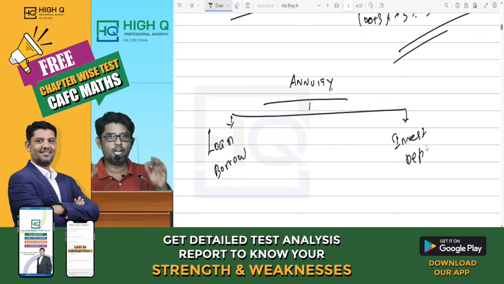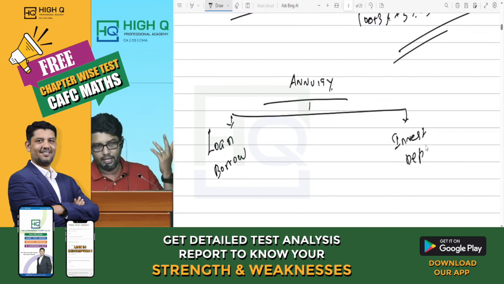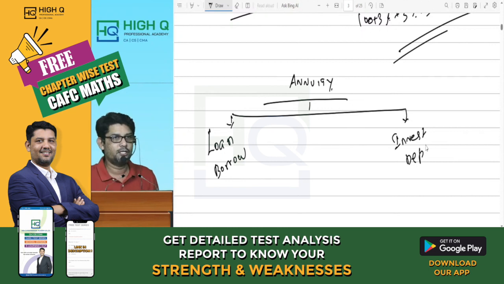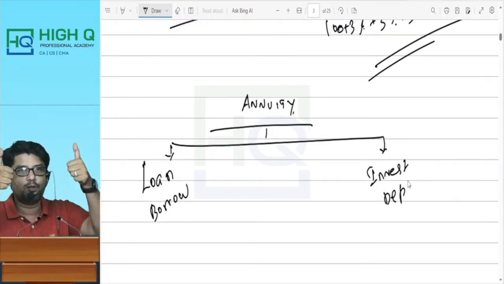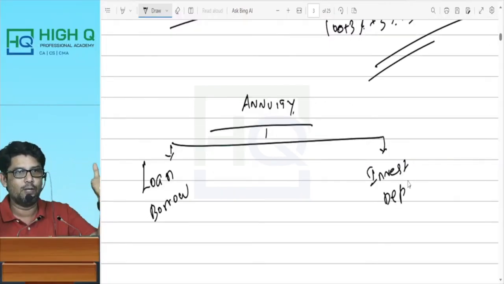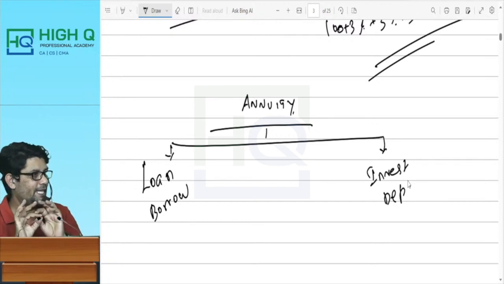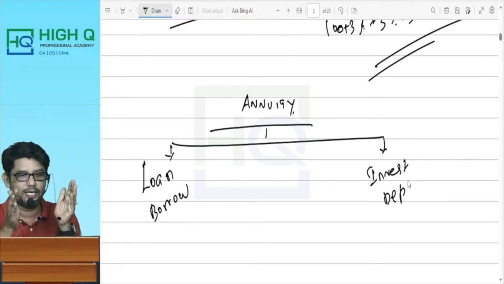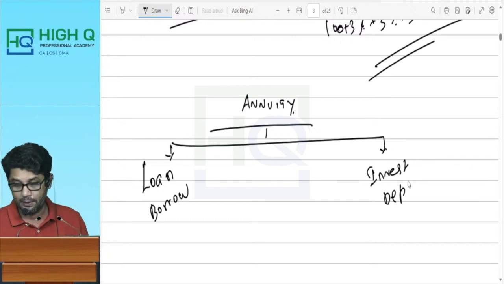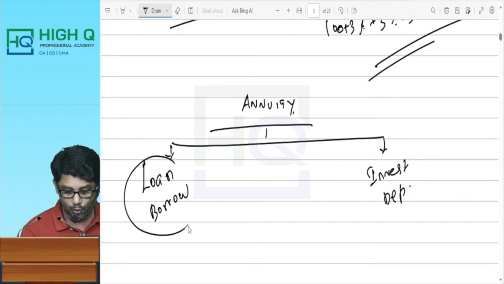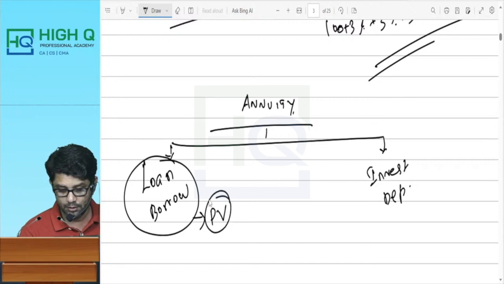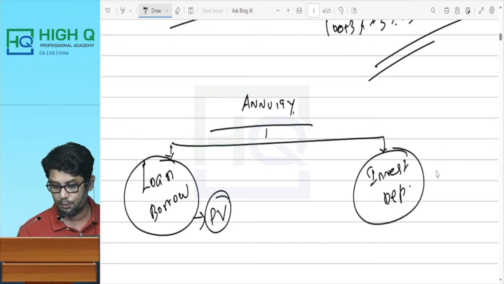I think all are from English medium and even any medium. By reading the question, will you be able to identify whether the question is based on borrowing or investment? I think you will be easily able to understand. When the question is based on borrowing or loan, you need to calculate present value. When the question is based on investment, you need to calculate future value.